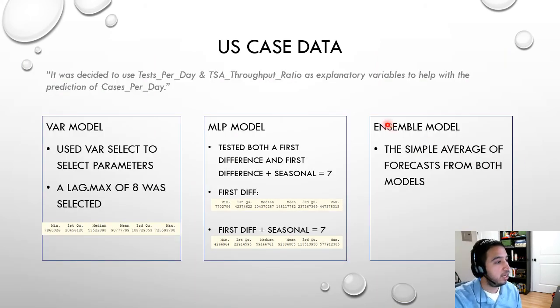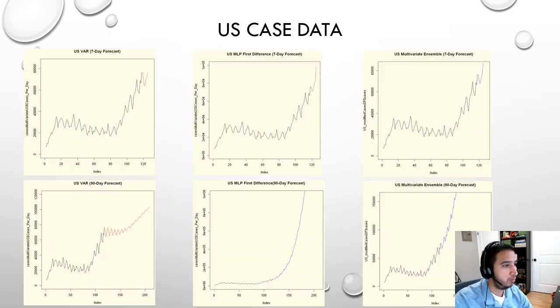Finally, for the US case data, we also used the same parameters, except we had different explanatory variables to help with the prediction of cases per day. This time we used tests per day and the TSA throughput ratio. For the VAR model, the VARselect program selected a lag max of 8, and that's how we got these AIC scores. For the MLP model, we did both a first difference and a first difference of seasonal equals 7, and that's how we got these AIC scores. And then the ensemble model is just a simple average of both forecasts. And here are the 6 different images associated to those forecasts.